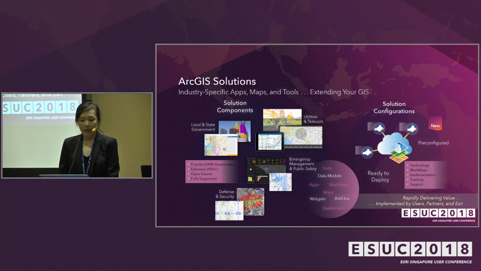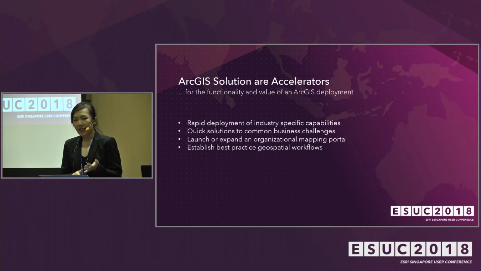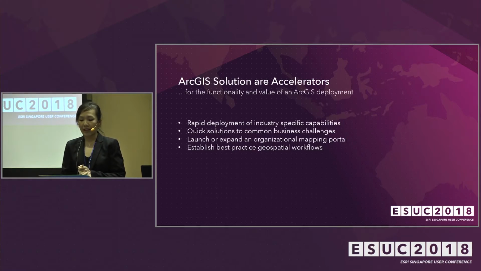The source code is available for users to download from GitHub, which gives you the ability to extend the solution's capability in order to address some of your organization's specific needs. You can think of ArcGIS solutions as an accelerator for the functionality and value of an ArcGIS deployment. They enable you to deploy industry-specific capability and provide quick solutions to common business challenges so that they can help your organization to quickly launch a mapping portal or expand your existing mapping portal.